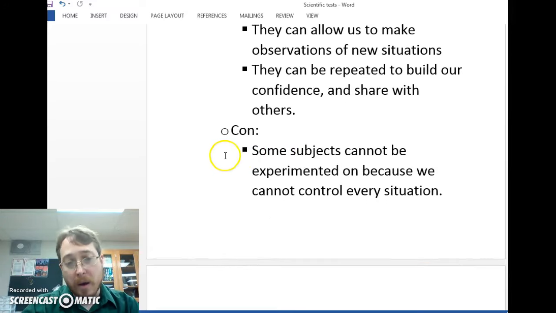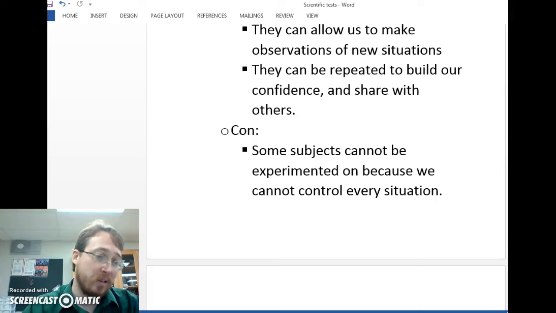On the other hand, some subjects cannot be experimented on because scientists cannot control every situation. We cannot make a volcano explode, for instance. We can't do that.